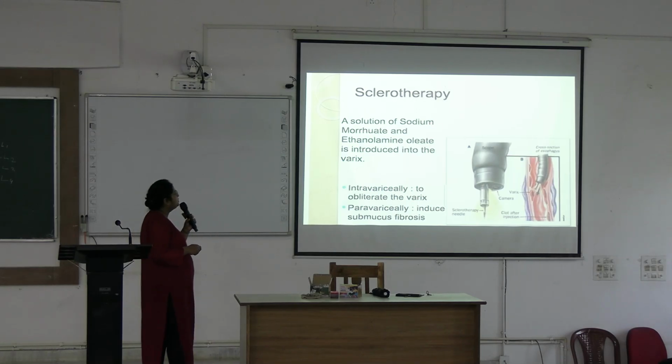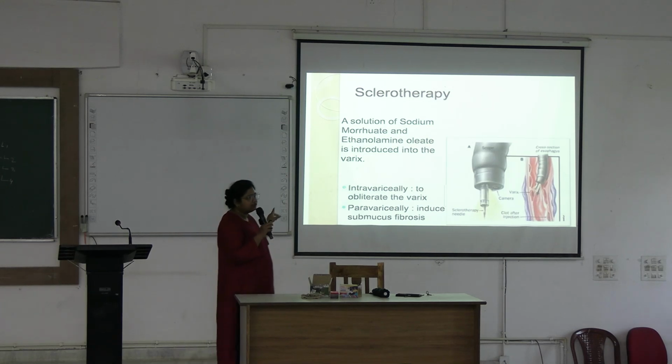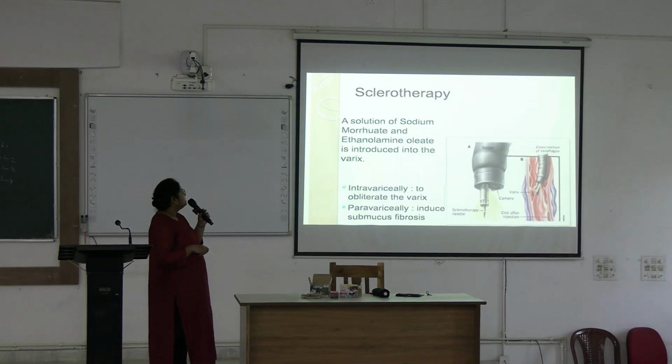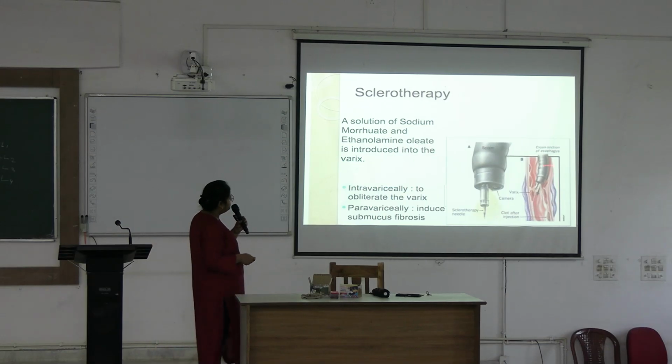A solution of sodium morrhuate and ethanolamine oleate is introduced into the varix. This will be asked in your final year: what are the injection material components of sclerotherapy? You have to inject intravarically, within the varix, and paravarically, into the surrounding tissue of the varix. Intravarically to obliterate the varix, and paravarically to induce submucosal fibrosis. It will cut off the blood supply. So here sclerotherapy is being done.